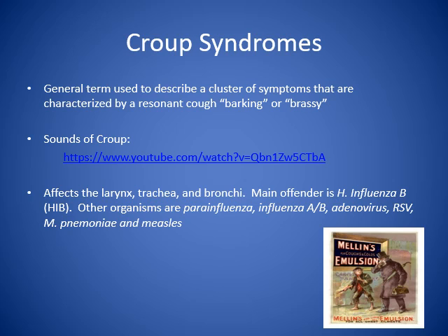So croup affects the larynx, the trachea, and the bronchi, so more of the upper airway. The main offenders are these right here, so it can be caused by many different viruses. One of your exemplars is RSV, but know that other things can cause croup.